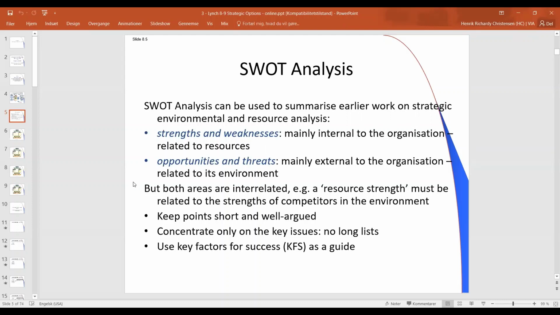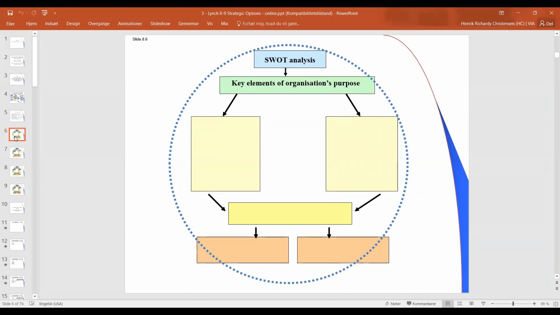And normally when we do a SWOT, we try to keep the points short and well argued, and only concentrate on key issues, so no long list, and also to use key factors for success as a guide to understand what is important in the SWOT. So when we are looking into what we are going to focus on, we have the SWOT analysis for the business, the individual company, and of course we look into the elements of the purpose of the company.